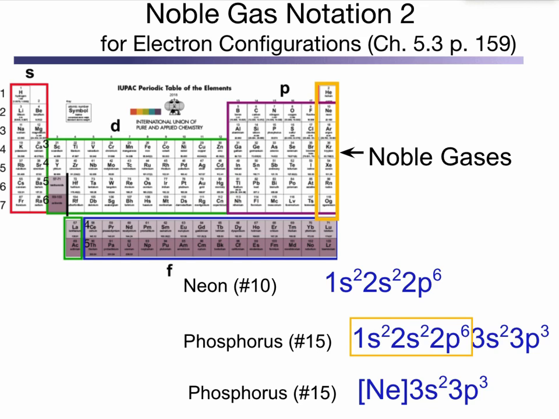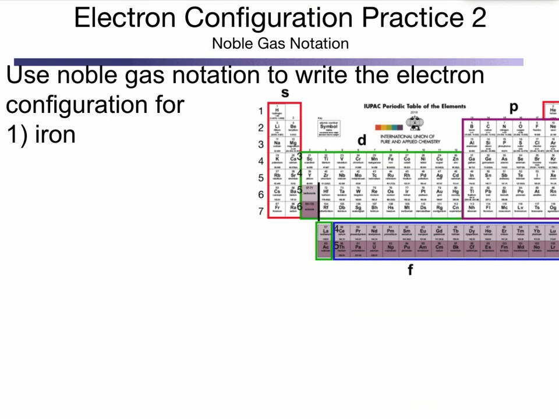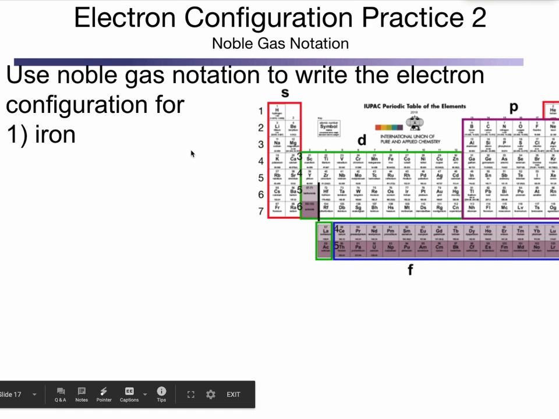So let's go through some additional practice problems. We'll do the first one together, and then the other ones I'll give you time to stop and pause the video while you work out the problem, and then you can check your answers. So iron, noble gas notation to write iron. So the first part is you're going to spend some time just finding these elements. And so I'm giving you the answers. I didn't mean to do that.